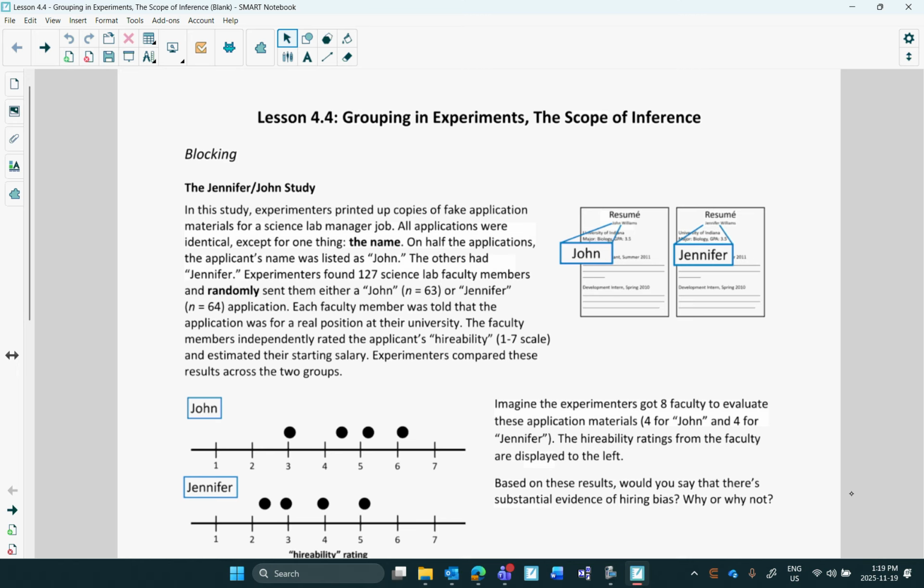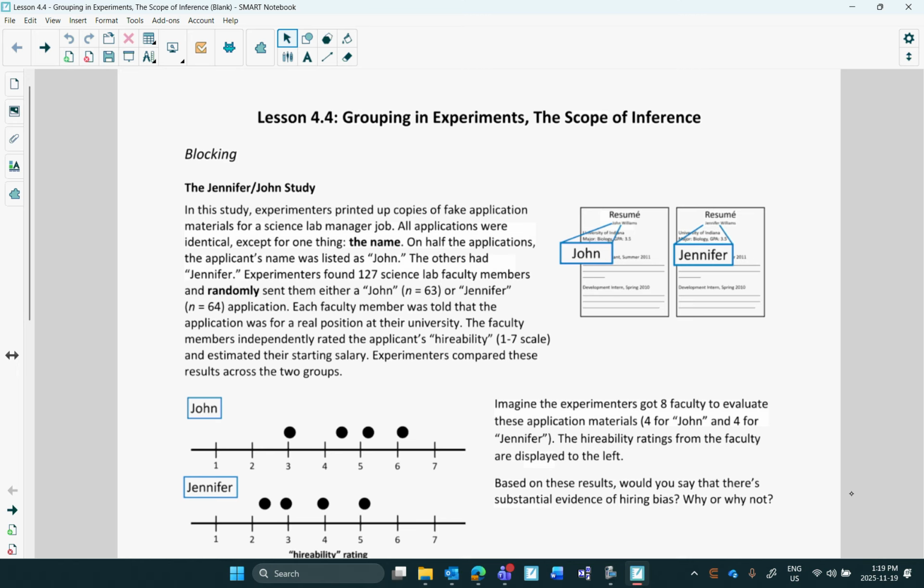And we also talked about how to briefly describe a completely randomized experiment. Sometimes we may want to do a randomized experiment but change the way we set up the experiment a little bit, and this is done by something called blocking.